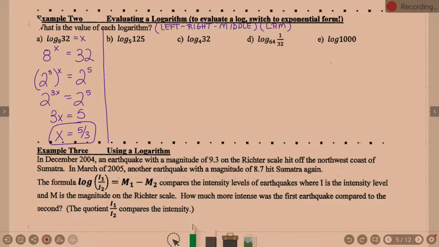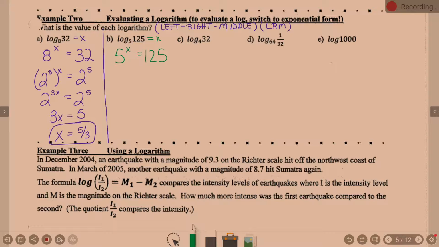Shall we try B? Log base 5 of 125. Can I plug it into the calculator? Nope. So for the visual effect, I'm going to say it equals x. What's the equation I rewrite this as? Five to the x equals 125. Left, right, middle. The 5 on the left raised to the x on the right equals the middle value.